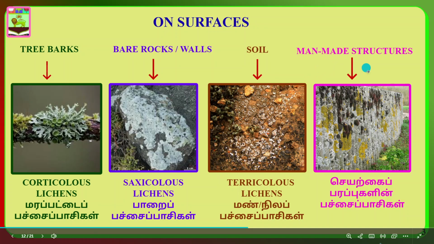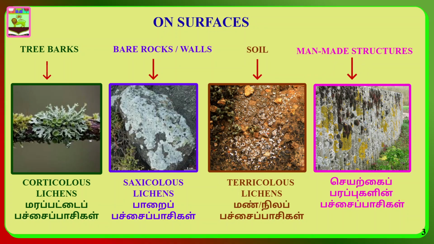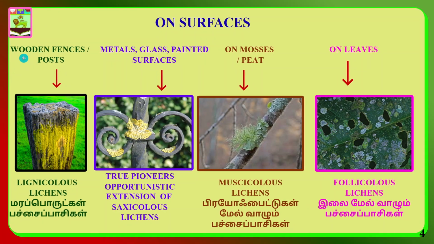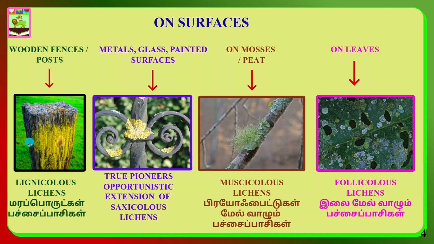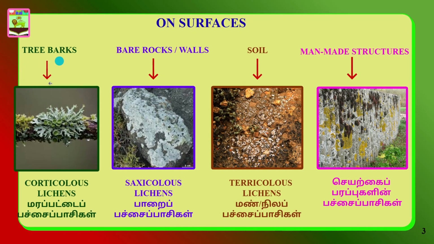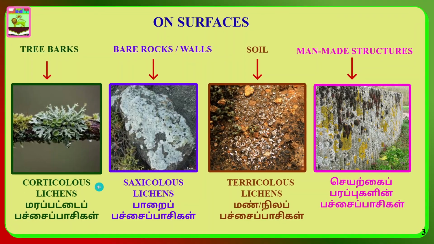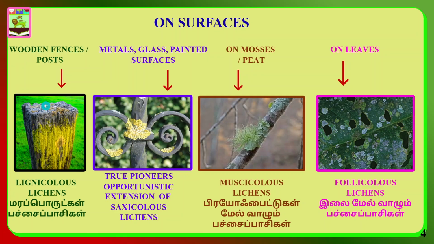On the structures which are man-made or anthropogenic, in those cases also you can find lichens. Not just that, you can see on the wooden fences or posts, there if you see lichens, they are referred as lignicolous. Please don't get confused and be clear with the previous one where you have on the tree barks which are referred as corticolous, and now these tree barks are withered off and you have a wooden portion exposed, then they are referred as lignicolous lichens.